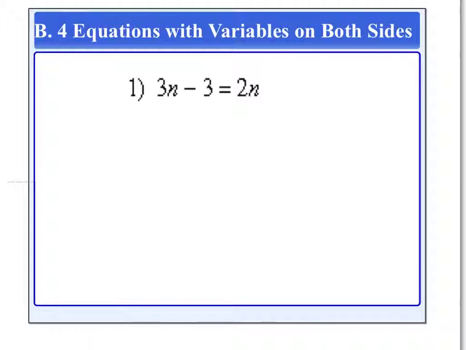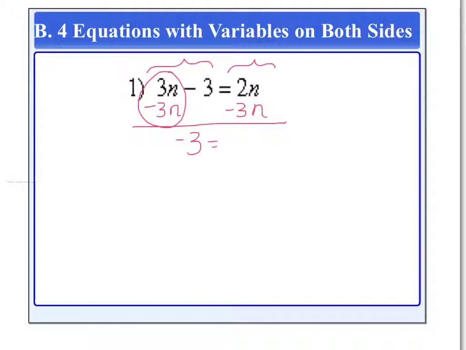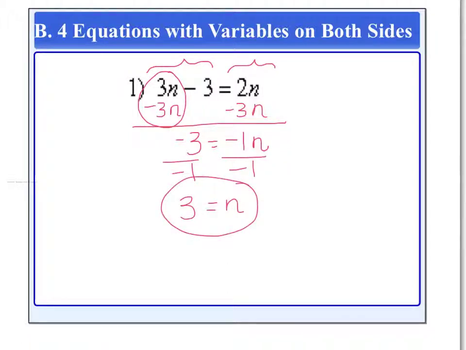Moving on to the next example, we want to get everything that we can onto one side. So you want to look to see which side has n's all by themselves. This side has n's. This side has n's, but it also has numbers. This side just has n's. So what I'm going to do is subtract 3n from each side to bring all of my n's to the right-hand side. So on the left-hand side, I'm left with negative 3. On the right-hand side, I'm left with negative 1n. We'll divide by negative 1, and in this case, n equals 3.